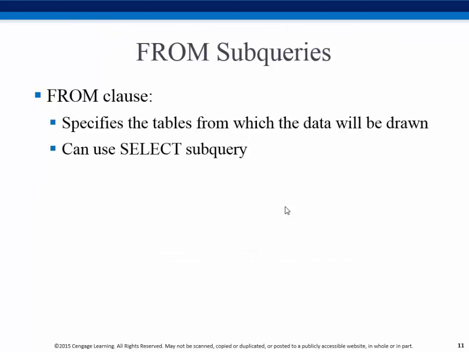From subqueries specify the tables from which the data will be drawn, and can use a select subquery within the from. And again, there's an example on page 339 in your book of how you set that up.